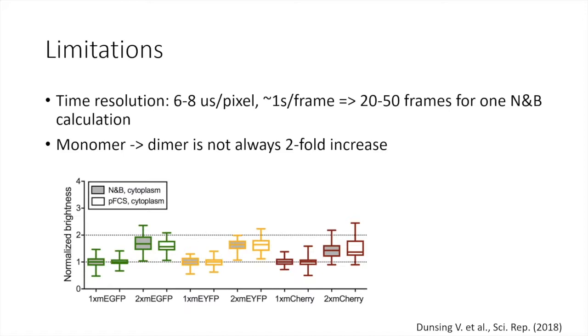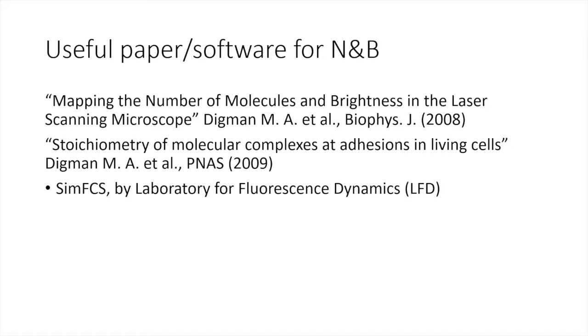And the other thing is monomer to dimer is not always a twofold increase, because some fluorescent proteins might have dark states or might have folding issues. So for example, EGFP, monomer to dimer is 1.8, and mCherry is around 1.5. This is the research from this lab. So for number of brightness, there's some useful information.